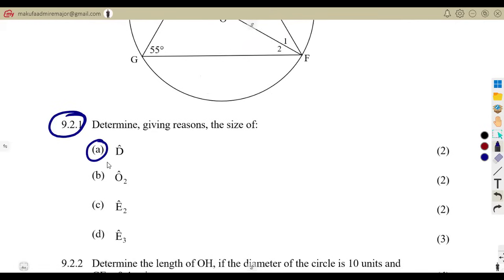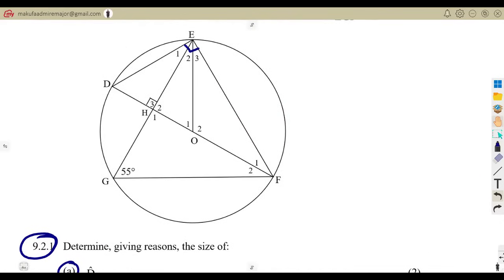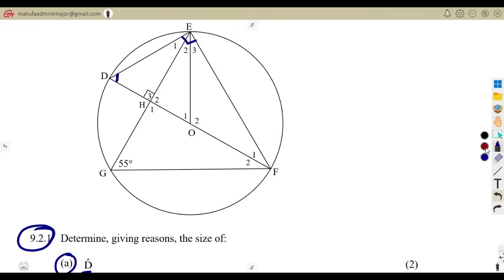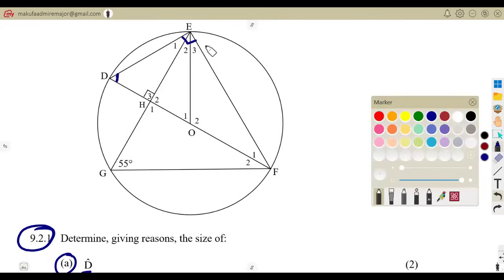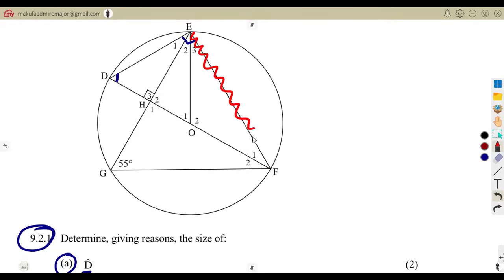9.2.1. Angle D, the first one. How can we determine angle D? This one, angle D. So you can see that, guys, angle D is a straightforward question. Let's consider the chord EF.